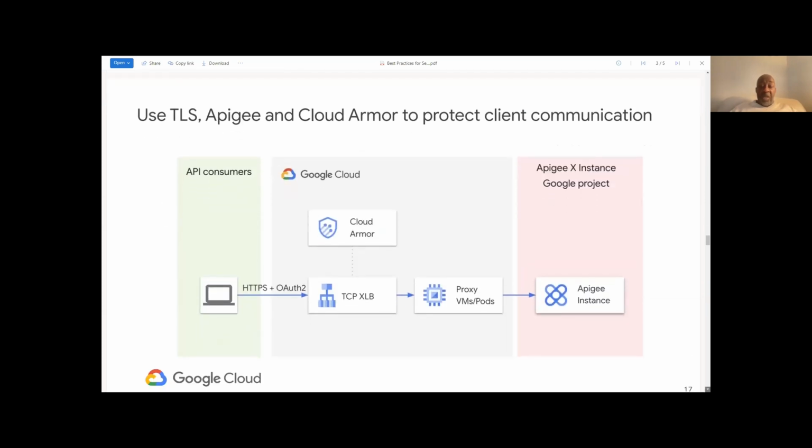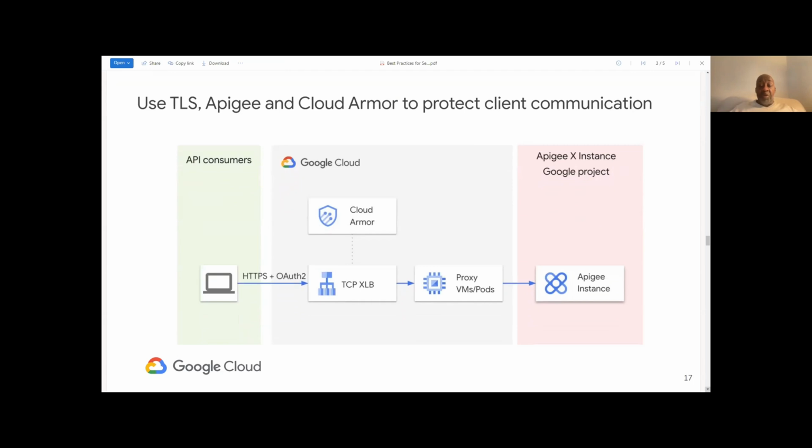So here's just an example of a typical system that's making use, at a high level, of Cloud Armor, Apigee, as well as load balancers to provide the access. It's a high-level view from one of my clients that I've worked with in the past. Next slide.